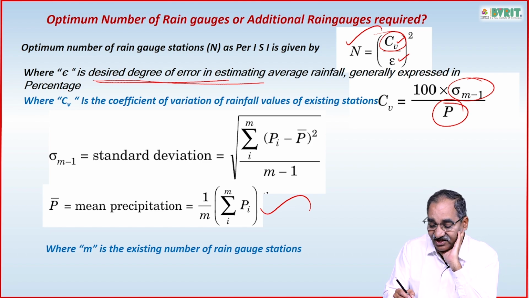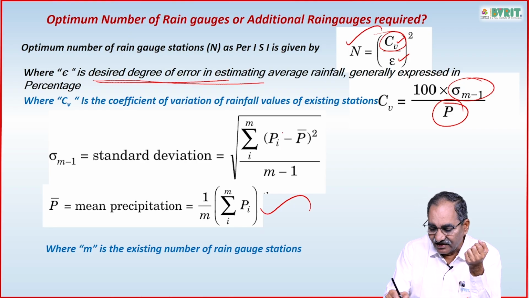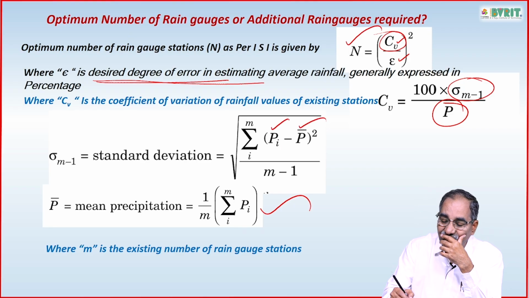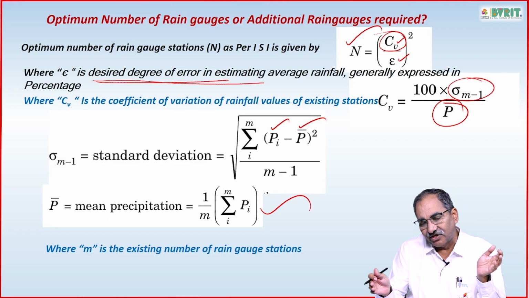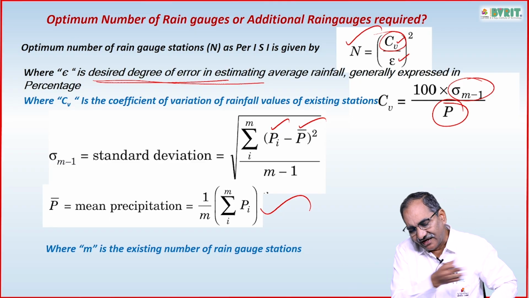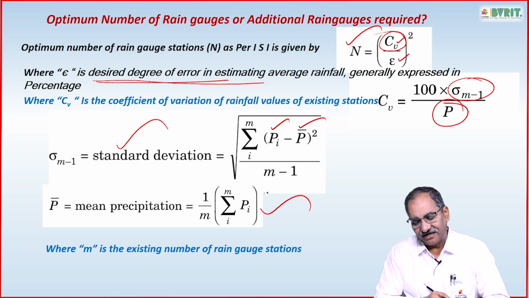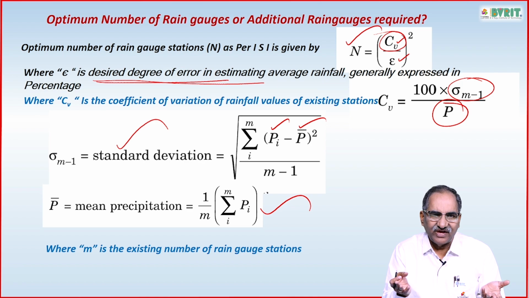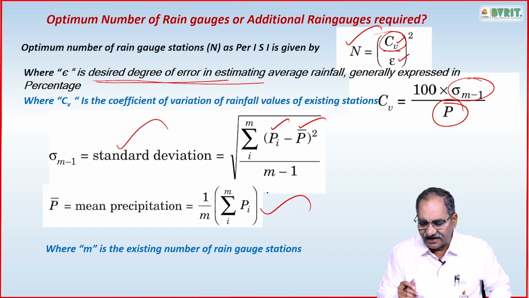Standard deviation is how much the rainfall is actually varying from the mean. This P bar is the mean, and P is the rainfall at any station. So if you square it and sum up the whole thing, divided by the number of rain gauges minus 1, under root, this is the standard deviation. If you put only the square and sum divided by m minus 1, that gives you variance. Then the square root of variance gives you standard deviation.